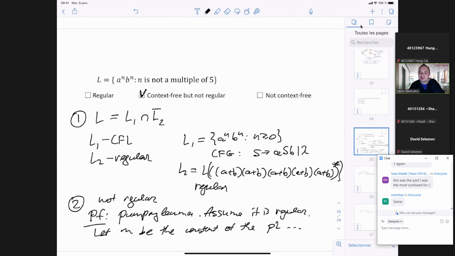And we need to get rid of all those n that are multiples of 5. So how are we getting rid of all multiples of 5? Well, I create a regular language which consists of inputs whose length is a multiple of 5. And its complement consists only of those strings whose length is not a multiple of 5. So if you intersect L1 with all the strings whose length is not a multiple of 5, you'll get a^n b^n where n is not a multiple of 5. So it is context-free.